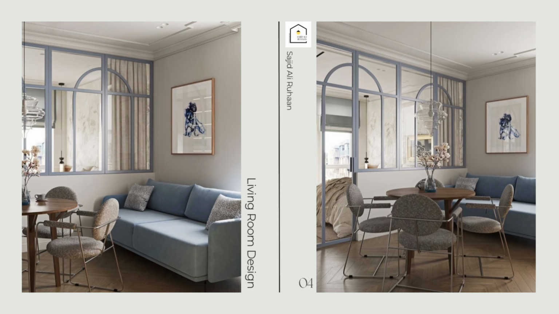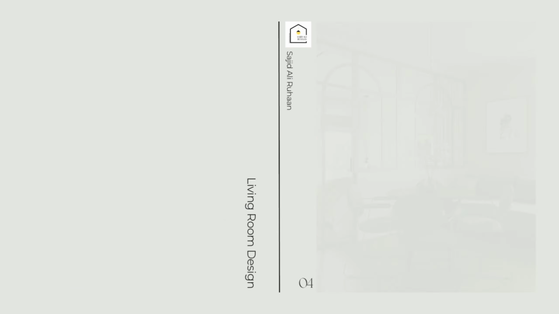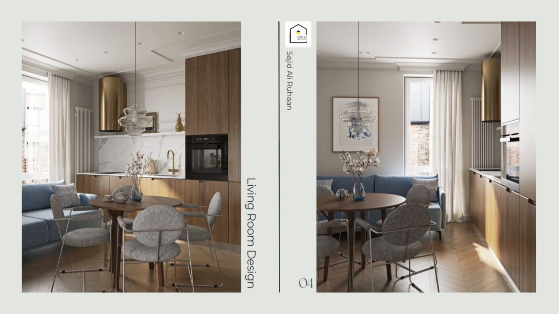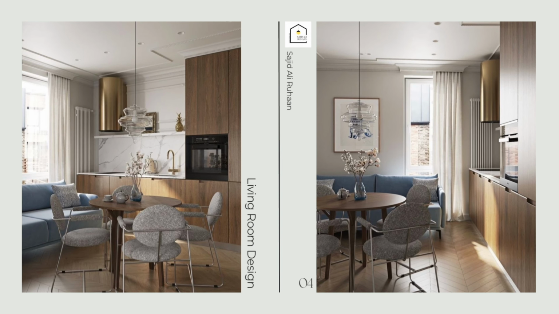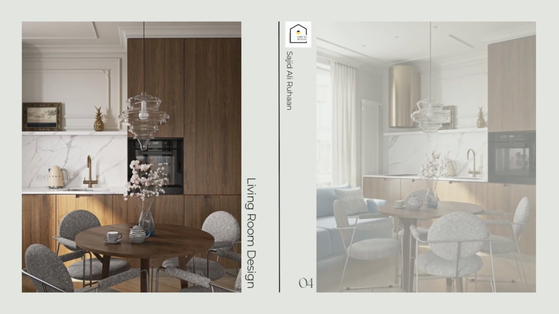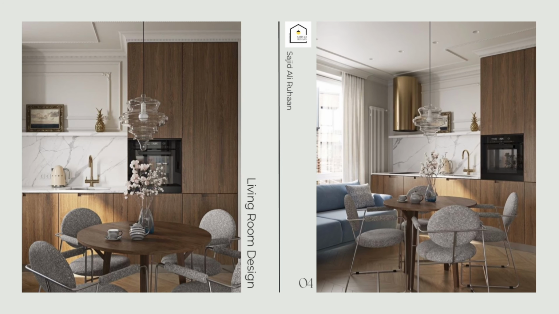5. Scandinavian living room. Light, airy, and functional with minimalist design principles. Typically uses soft neutrals, light wood, and cozy textiles like wool or linen. Focuses on natural light, simplicity, and understated elegance.